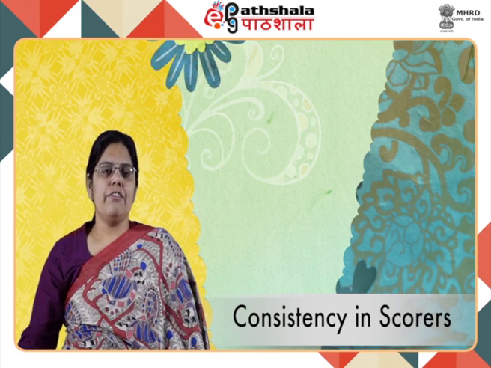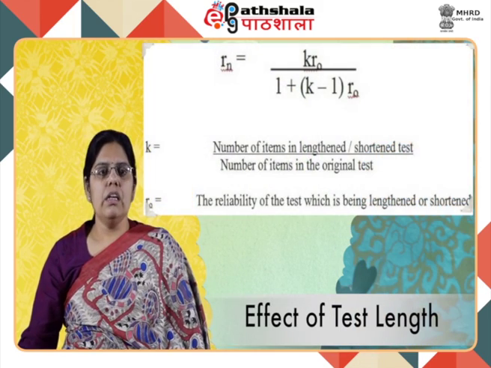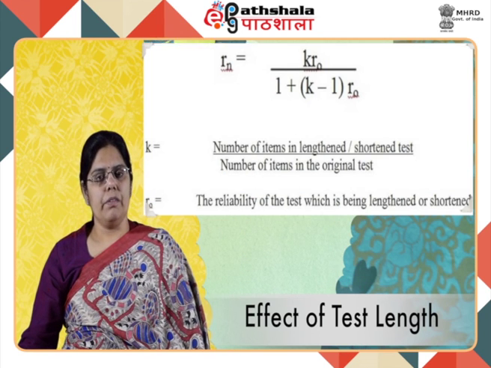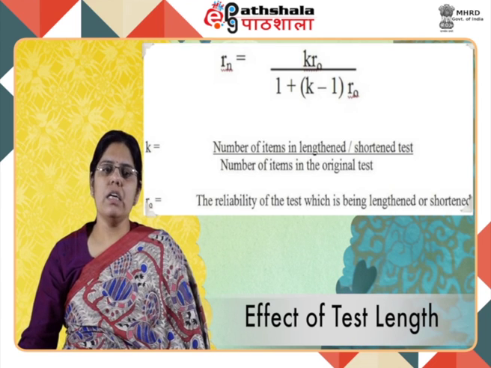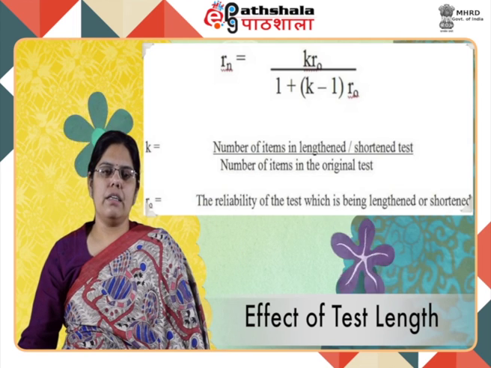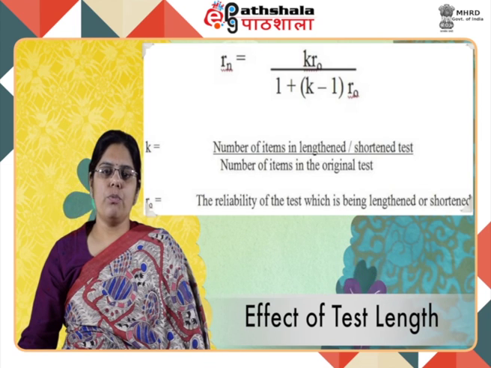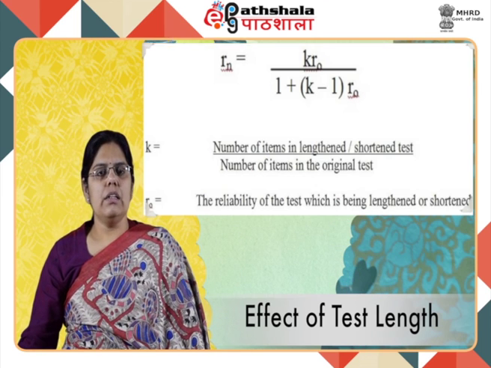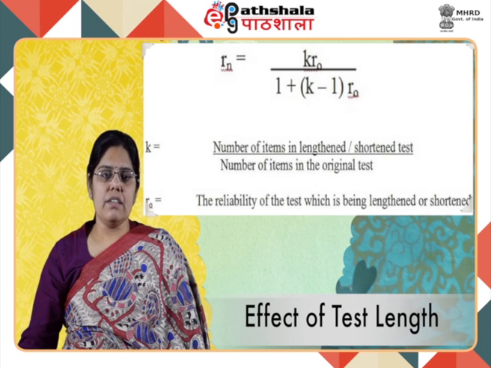Another factor that affects the reliability is the effect of test length. The reliability of a test is directly dependent on the length, that is, the number of items in a test. Suppose a test of 40 items has a reliability of 0.60. Now, we increase the items to 120 by adding 80 more homogeneous items to the previous 40 items. The reliability of the new test of 120 items will also be increased.